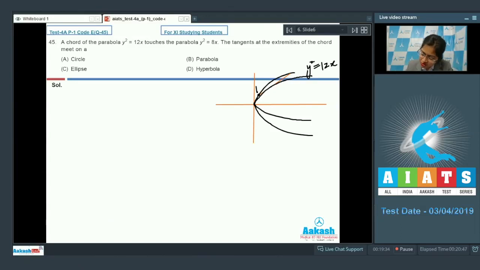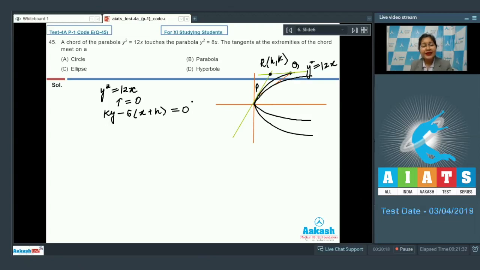Now let the endpoints of the chord be P and Q. Drawing the tangents at the endpoints P and Q, let us say they are meeting at R and let the point be (h, k). So for parabola y square equal to 12x, if from point R I draw tangents, then the equation of the chord of contact will be T equal to 0, right? That is ky minus 6 into (x plus h) is equal to 0. This is the equation of the chord and it is touching the parabola y square equal to 8x.